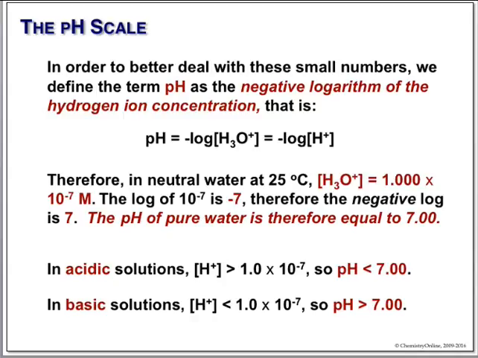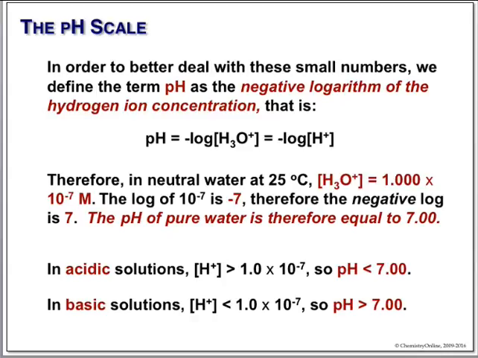Everybody knows that pure water is pH 7, isn't it? That's because in pure water, hydronium is 10 to the minus 7 molar. Now, if we have more than 10 to the minus 7 molar hydronium, that means that the pH is going to be less than 7. And that's called an acidic solution.